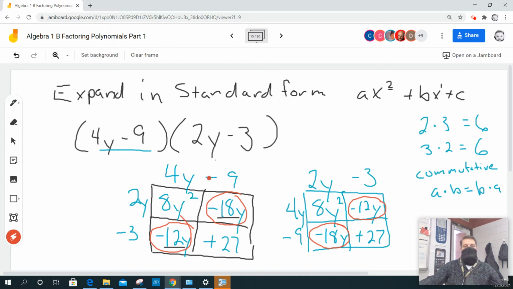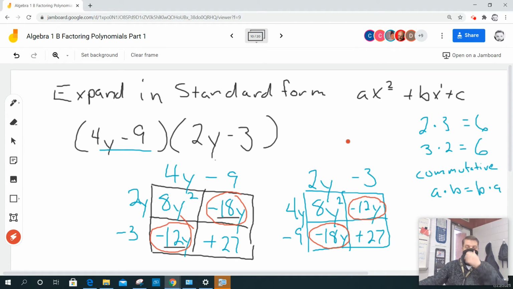Now, earlier today, somebody says, does it matter if I write it out this way, or can I write it this way? In other words, does it matter where I place the binomials? Well, if you look at the math, you end up getting the same answer. The only thing that's different is the negative 18y here is written up here.